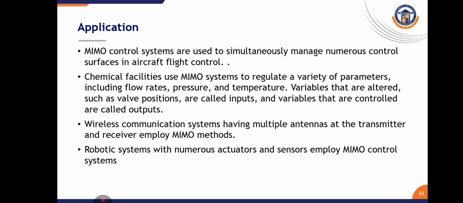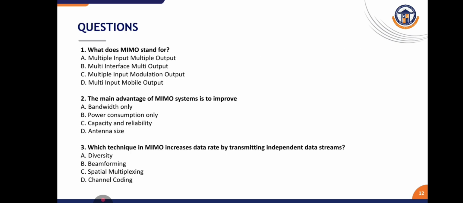SISO has temperature and sensor control machines. MIMO is mostly in aircraft control systems. So after watching this video, go through these questions.